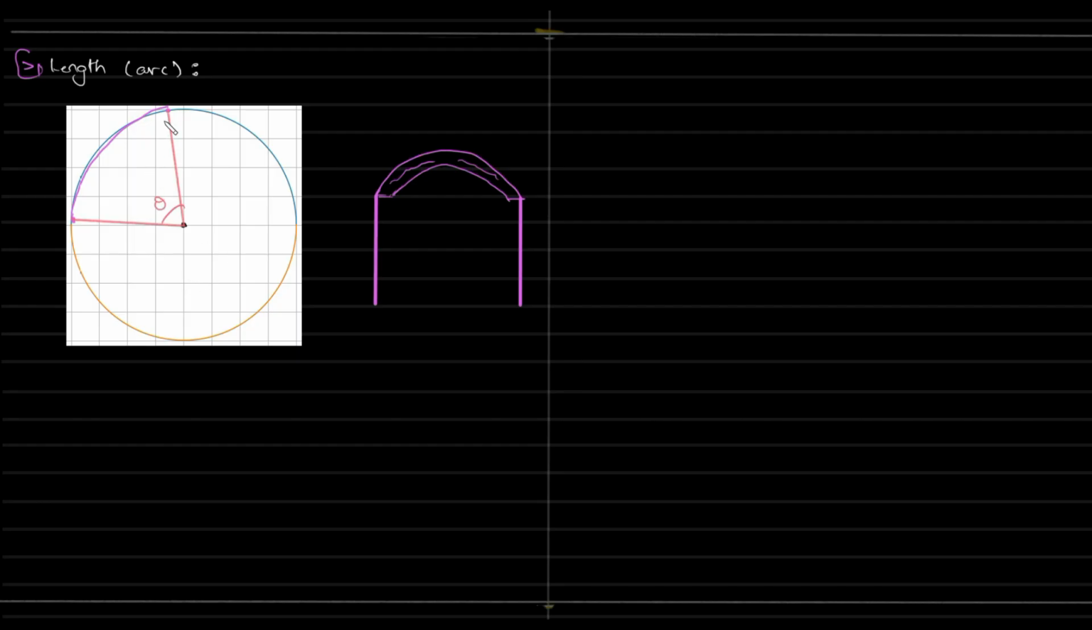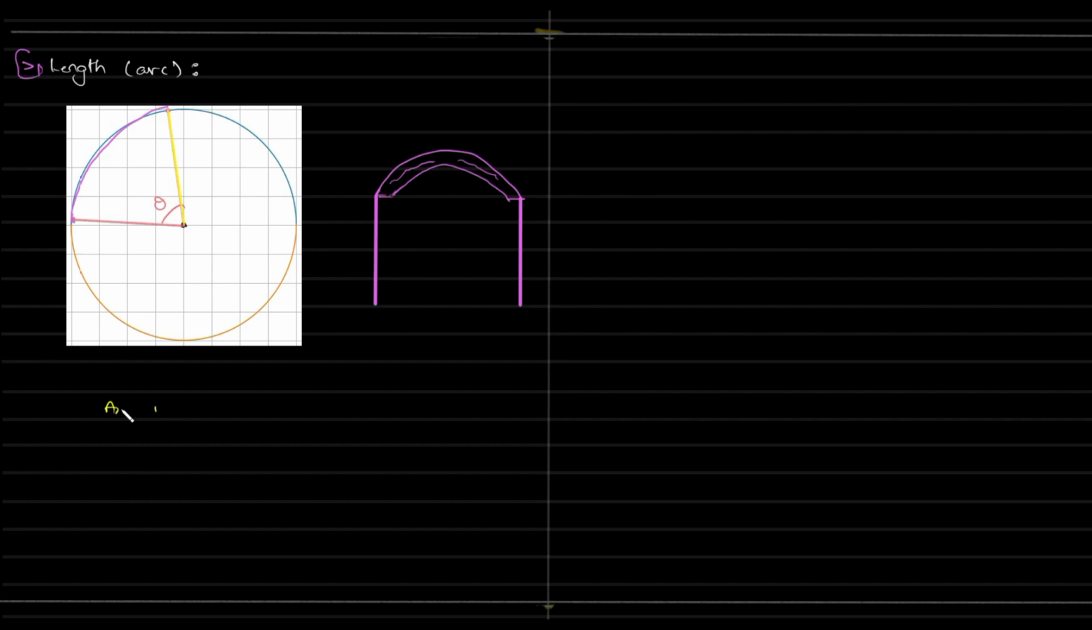Now, length of an arc. I hope you guys can figure it out. It's not too hard. If I sweep one entire region, if I go one entire round, I'll be covering the circumference of the circle. If I want to find the length of this sweep, it's nothing but the circumference of the circle, is it not?